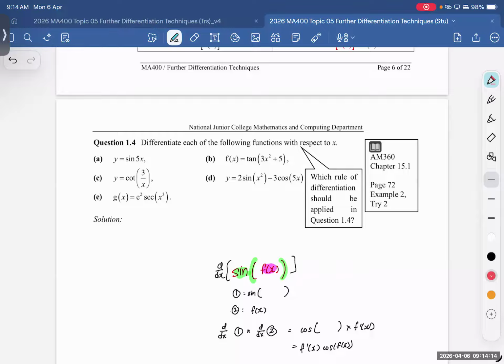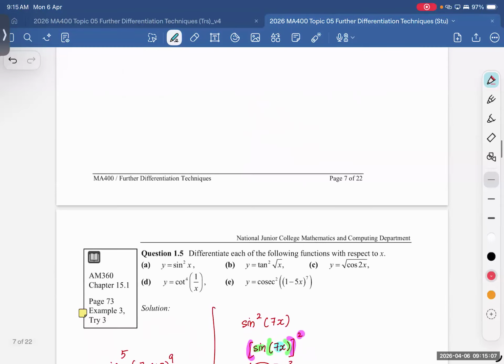Question 1.5 is here. Question 1.6. Look at part 2, just chill a while. G prime, you must write G prime x, not just G prime.